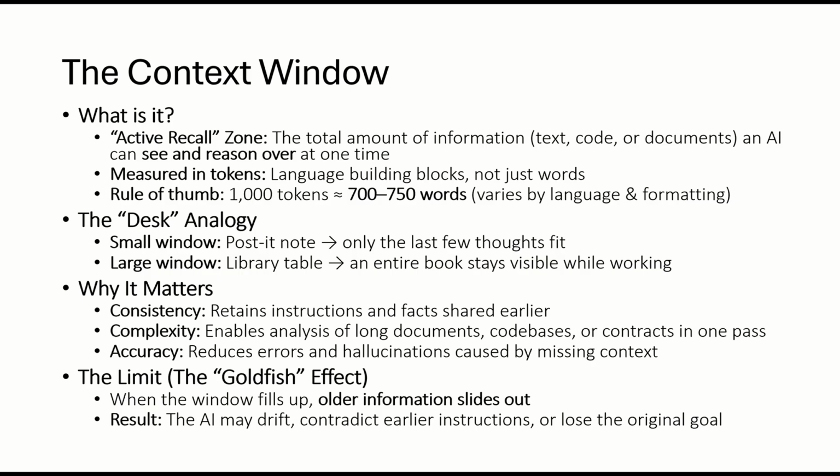The result is that the AI may drift from the original goal, contradict the earlier instructions, or miss important assumptions made at the beginning. So, understanding the context window is the key to getting quality and reliable outputs from AI systems.